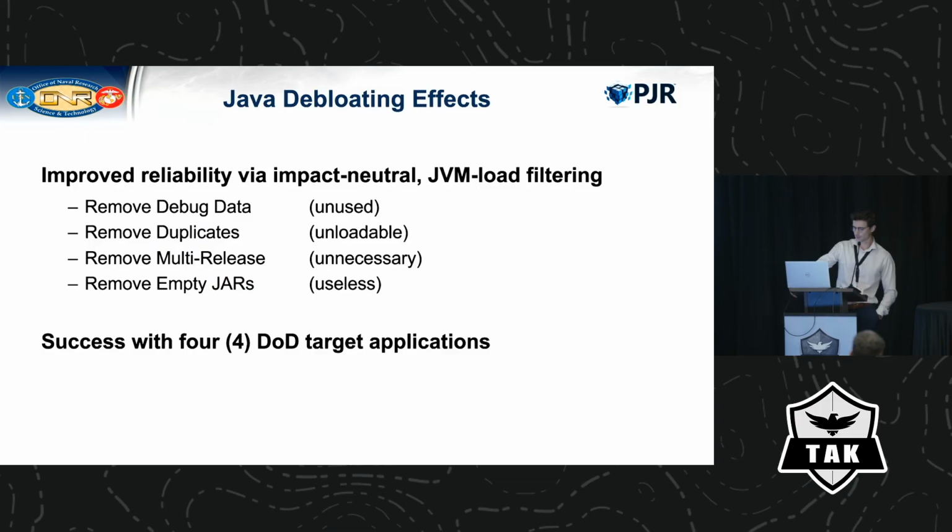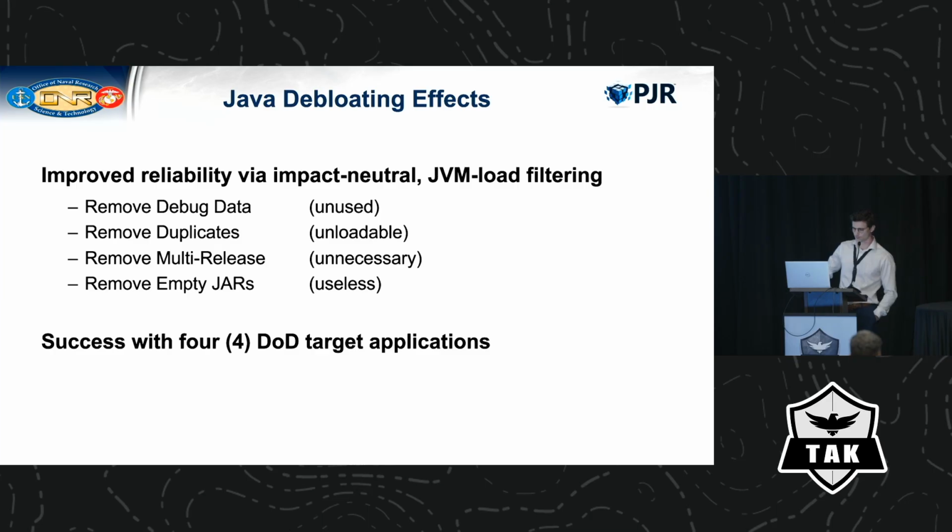And so to step into what the JVM modeling is, here are a few main switches that we use within ARTIST command, what we call impact-neutral JVM load filtering. The first one is the removal of debug information. This is information that just increases the size of your application, is not mission critical to your application, and can be removed. The second is the removal of duplicate classes. These are, again, the classes that are unreachable to the JVM and can therefore be removed.